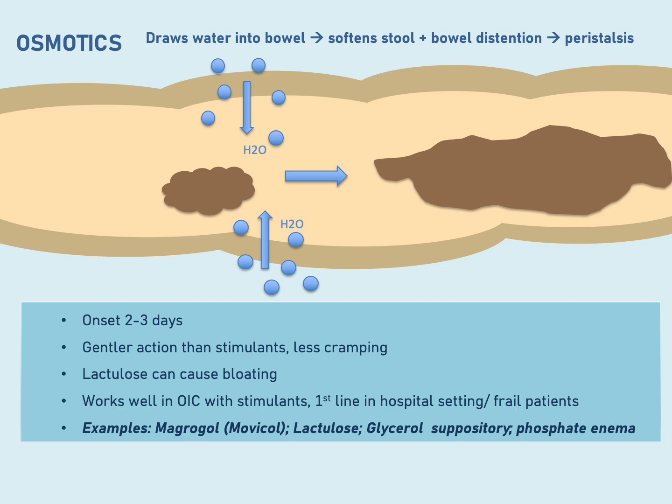However, to be aware of, lactulose is a synthetic sugar and it gets broken down by the gut bacteria, and this process causes some gas to be released, and in some patients this can cause bloating and some discomfort. Osmotics work really well in opioid-induced constipation when used alongside a stimulant, and they're a great first line in an acute hospital setting, particularly in frail and older patients who have reduced oral intake. Examples of osmotics include macrogol, lactulose, and even glycerol suppositories or phosphate enemas.